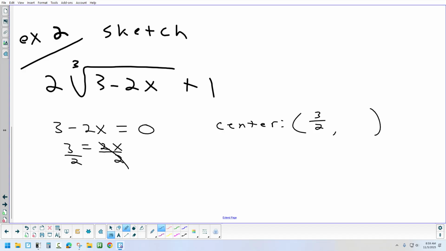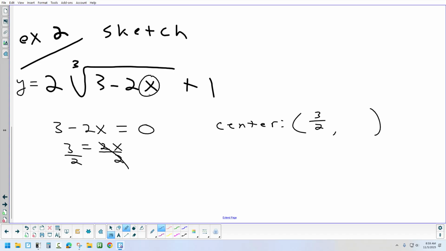Okay, so there's the x value. Now, this is my equation, how do I get my y value? Plug it into x. Yeah. Plug in 3/2 right here. Okay, so let's see what happens.